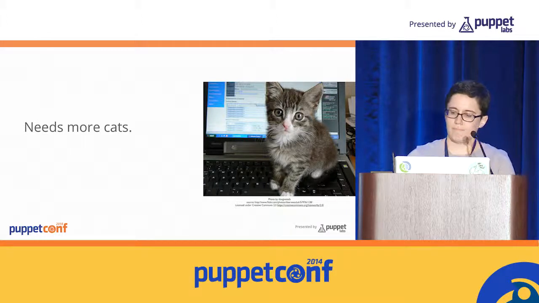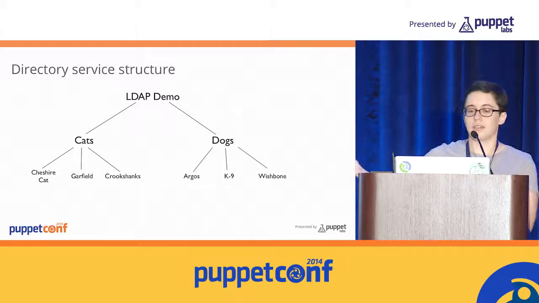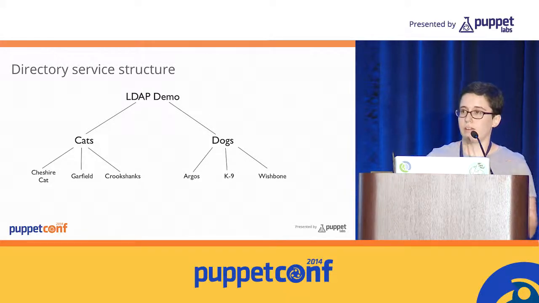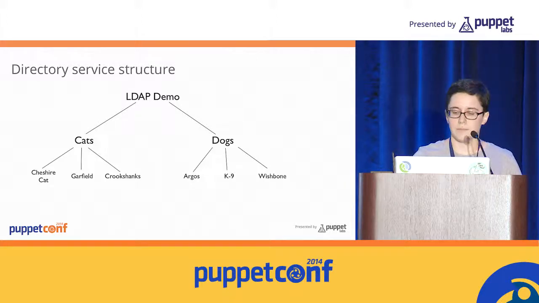So turns out this is what my directory service looks like. I have my LDAP demo, and I have a group of cats, and I have a group of dogs. I have a lot of cats, and they all already have accounts in this directory service. So I don't want to have to create new accounts for all of my cats in the console, which is why I want to be able to connect my directory service to this access control that the console has.